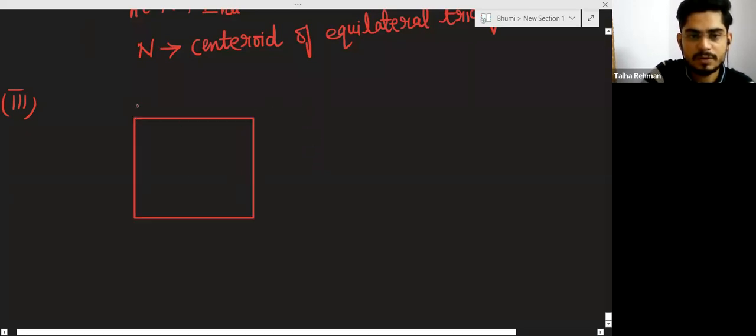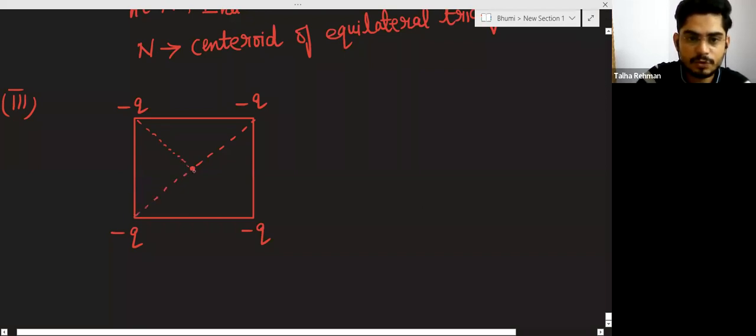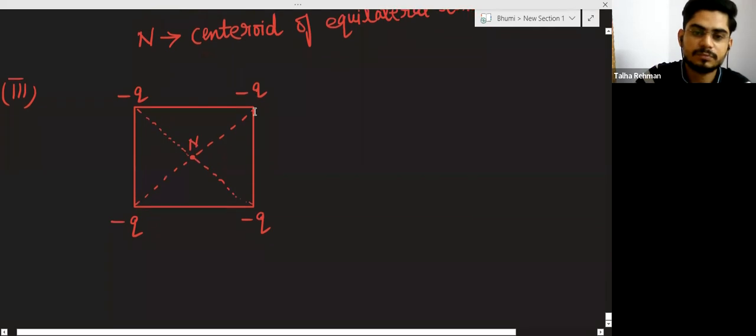If this is a square, and minus q charge is placed at each vertex, then at the center of the square, the net electric field due to all the charges will be zero. This will be the neutral point, and it is a neutral point.